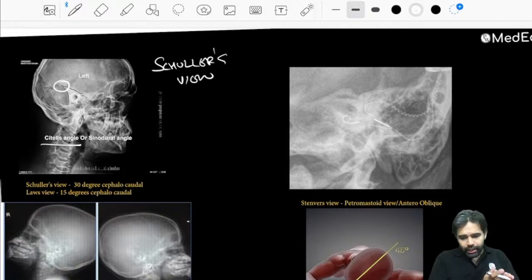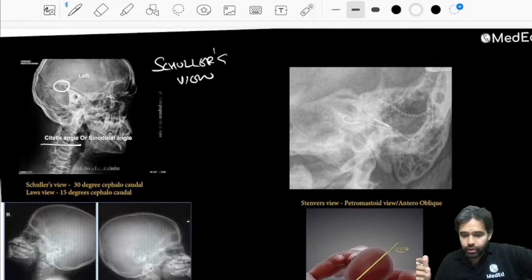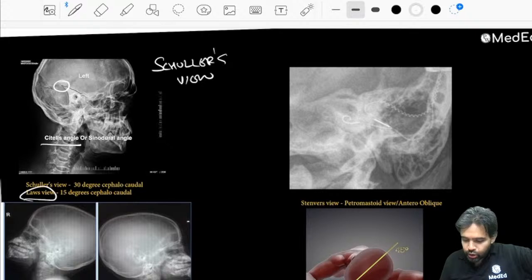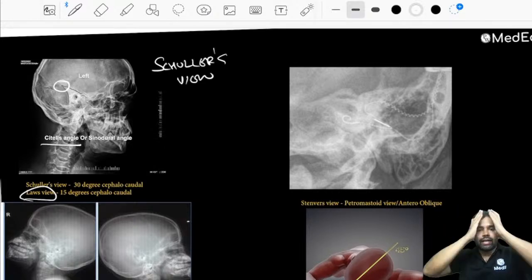It is very acute generally if there is a sclerotic mastoid, and it will be obtuse when the mastoid air cells are well aerated. All right, and this view below you see is the Law's view. There is not much difference between the two other than a 15-degree angle. Cephalocaudal, meaning front to back. Cephalo is top and caudal is back, so that is the angle that is used.